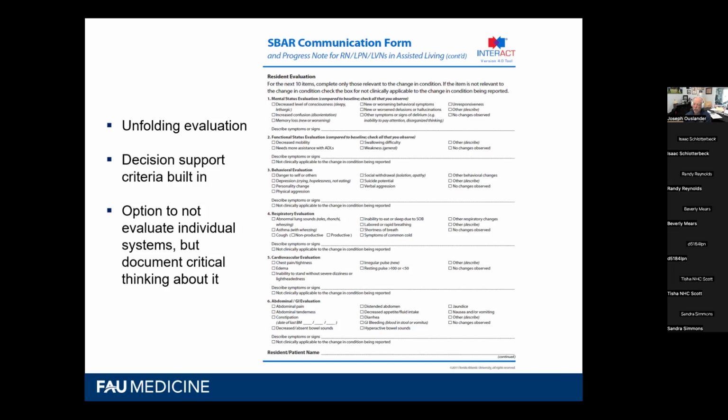So, for example, if the change in condition is blood in the urine or pain with urination, a detailed lung exam is probably totally irrelevant to that change in condition. So you may elect to not do that and document that it wasn't clinically indicated.